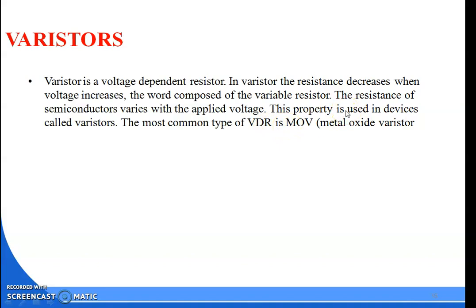Clear, all of you? So again I am saying, voltage dependent resistor means if you apply the voltage, the resistance of the semiconductor will vary. That's why it is called a varistor. The resistance decreases when voltage increases. You can also say a varistor is a voltage dependent resistor. Clear?